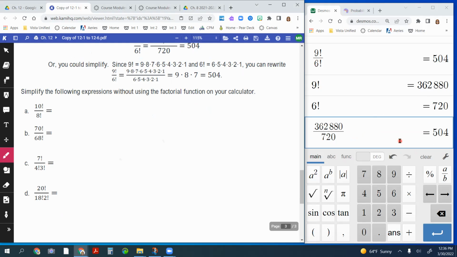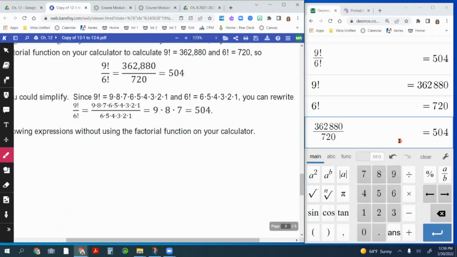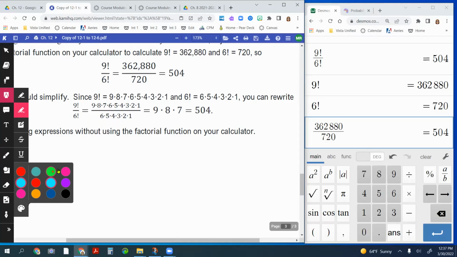Now they're showing us another way to think about it here. So they wrote out 9 factorial as 9 times 8 times 7 times 6 times 5 times 4 times 3 times 2 times 1, and 6 factorial, 6, 5, 4, 3, 2, 1. And what you'll notice is you'll have some things that will cancel out. So here, I've got a 6, 5, 4, 3, 2, 1, and another 6, 5, 4, 3, 2, 1. They're all going to cancel: 6 with 6, 5 with 5, 4 with 4, 3 with 3, 2 with 2, 1 with 1. And what are we left with? We're left with 9 times 8 times 7. That's what we're left with, which is 504. Okay. So over here, let me show us what that is.